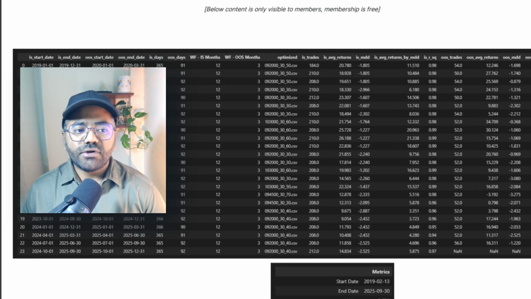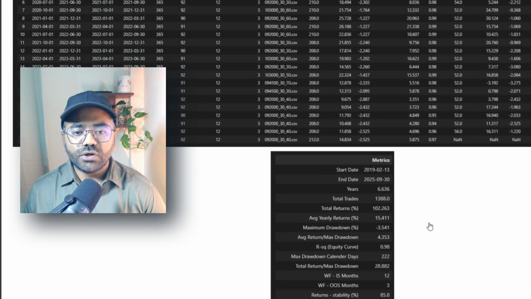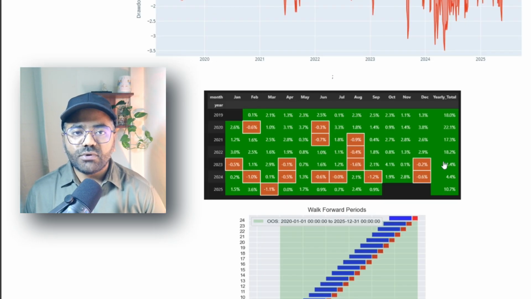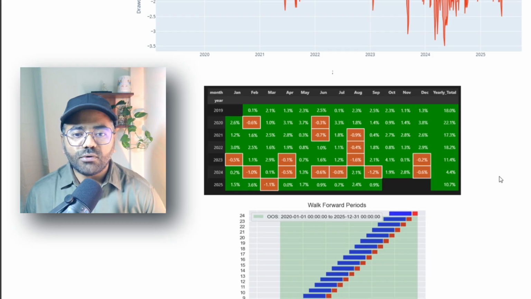And even if you look at 2024 to 2025, the data shows the return to drawdown ratio is still good, 4.3, and the return stability is still good, 86%. In the original base strategy, 2023 was like 1%, and this is like 11%. This strategy I personally trade in my own account.